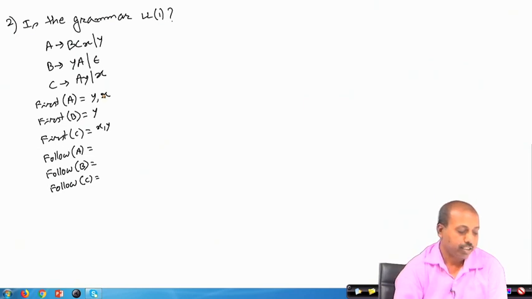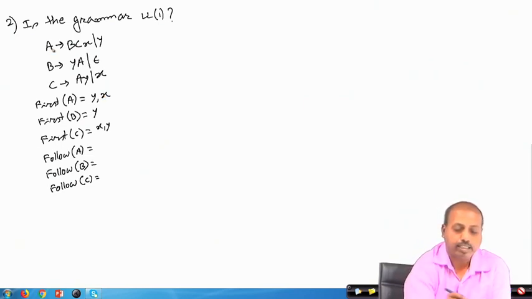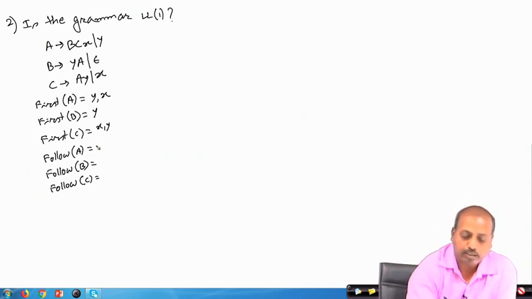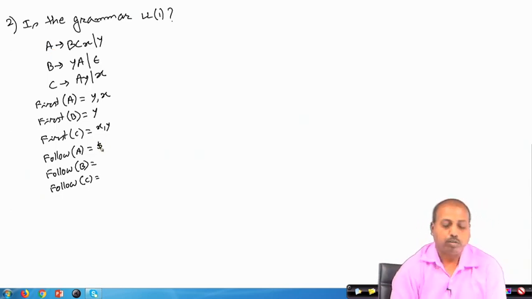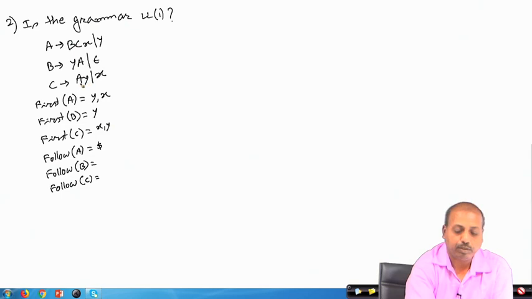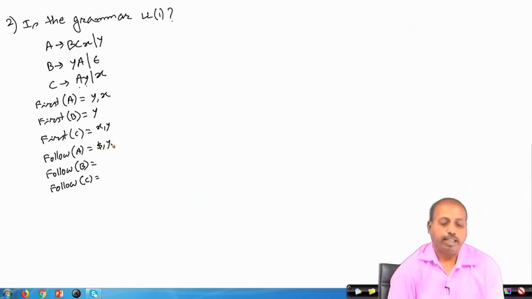Now, for the follow set. Since A is the start symbol of the grammar. Whenever it is not mentioned which one is the start symbol, the first non-terminal appearing on the left hand side of the first rule will be taken as the start symbol. So, dollar is definitely there in the follow set of the start symbol A, and then we have to see what can follow. Like here, if you look into this rule, A is followed by y. So, y will definitely come in the follow of A.